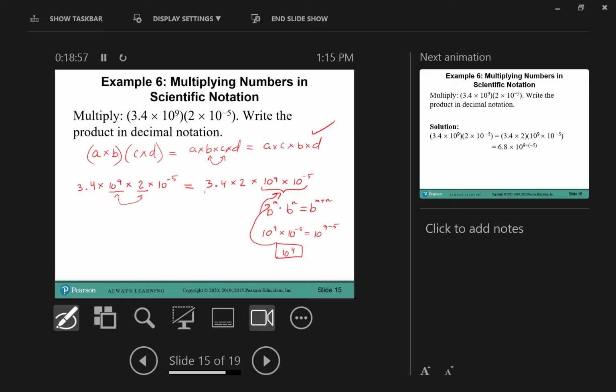Now, in a separate multiplication, I'll take 3.4 and multiply it by 2. That just gives me 6.8, right? So now up to this point, I have 6.8, and I still have that being multiplied by the second part. So that is 6.8 times 10 to the 4. And wouldn't you know it, that is a number in scientific notation, and that is the result of 3.4 times 10 to the 9 multiplied by 2 times 10 to the negative fifth.